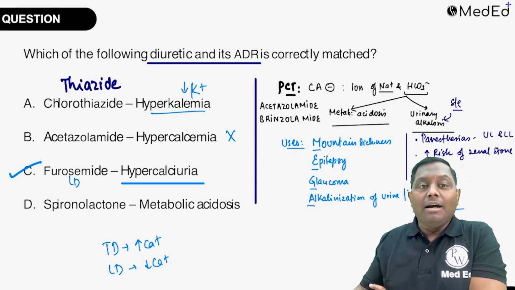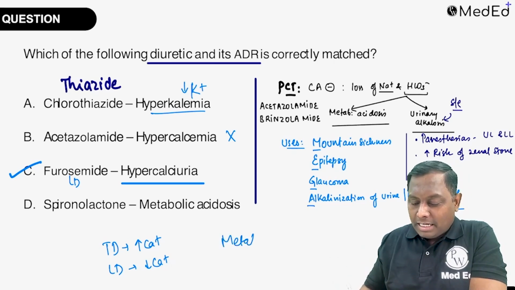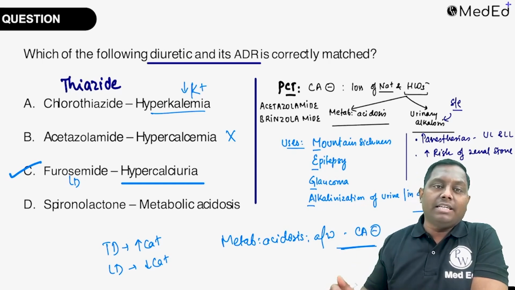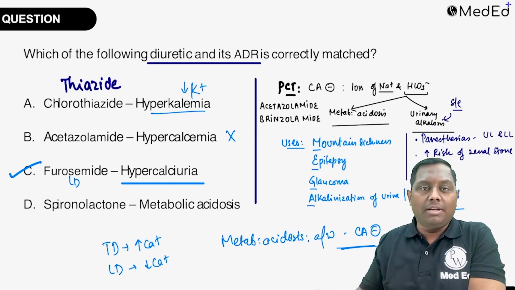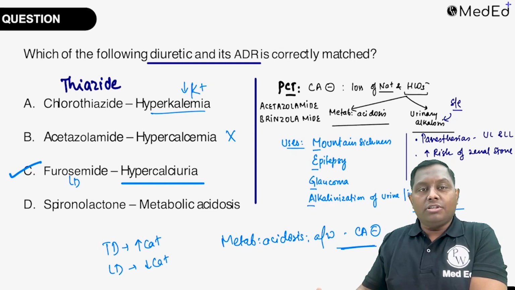Yes, it can cause it. But do remember, the metabolic acidosis as a side effect is mainly going to be associated with the inhibitor. They will have much lesser risk. So C will be more preferred as compared to D. True answer is possible here, but C is always going to be preferred. So the most correctly matched is furosemide leading to hypercalciuria. That is the correctly matched one.